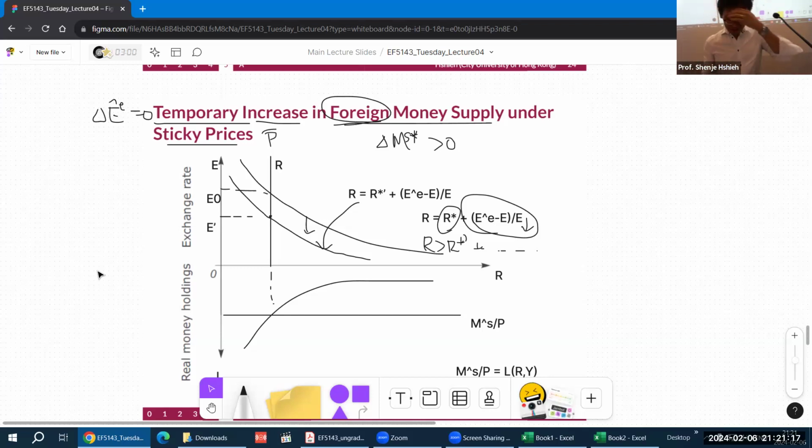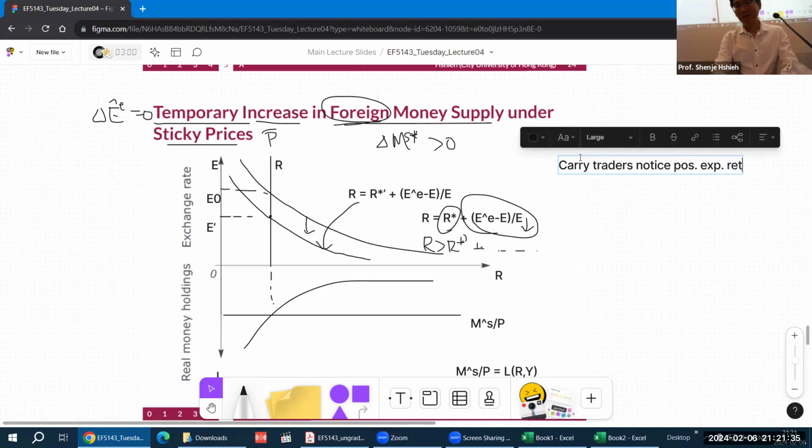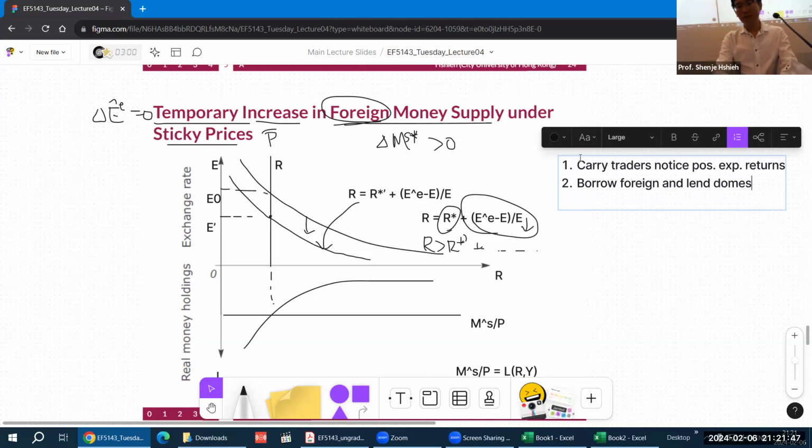But of course, we can walk through the economics. What happens is the following. Carry traders notice expected returns. They borrow foreign and lend domestic. In order to do that, they have to sell foreign and buy domestic. Therefore, E decreases.